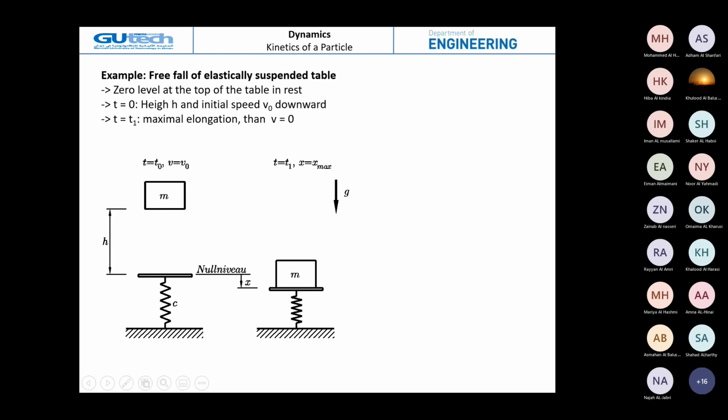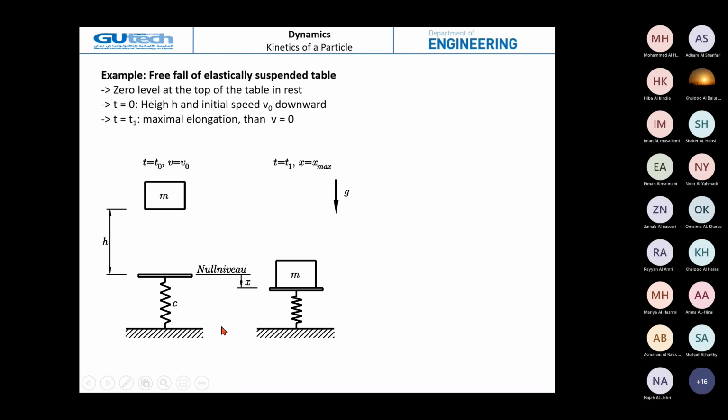Now we take here this example, which is the free fall of an elastically suspended table. We take the zero level at the top of the table at rest. That means here we take the table, this is the zero level. As I said, it's free for you to choose where the zero level is, but to be a little bit clever, use where you have all the information.